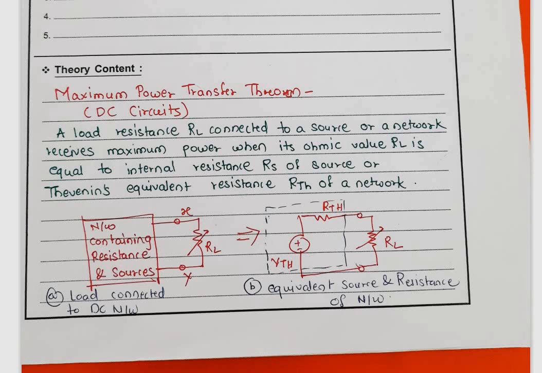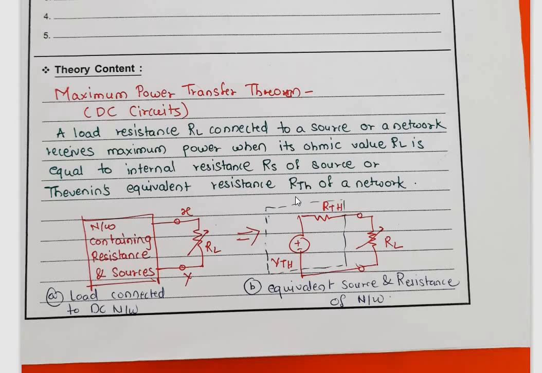Now let us discuss the maximum power transfer theorem, especially for DC circuits. In general, if there is a network containing resistances and sources, then when we connect a load to that network, maximum power will be transferred if the Thevenin's equivalent resistance RTH is equal to the load resistance. The basic theorem states that a load resistance RL connected to a source or a network receives maximum power when its ohmic value RL is equal to the internal resistance RS of the source or the Thevenin's equivalent resistance RTH of the network.